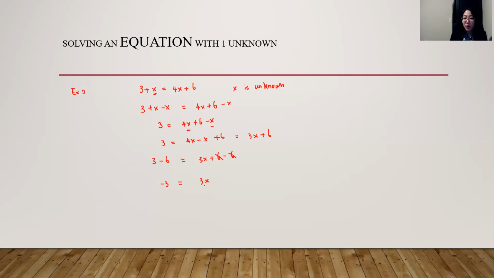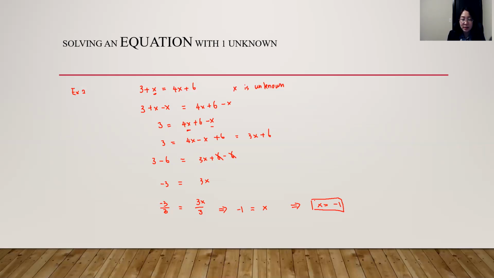So now we're going to use the second principle. We're going to divide both sides of this equation by 3. So it's -3 divided by 3, that is the left-hand side of the equation. The right-hand side of the equation is going to be 3x divided by 3. So the left becomes -1, and 3 divided by 3 is just 1. So we're going to find x equals -1.